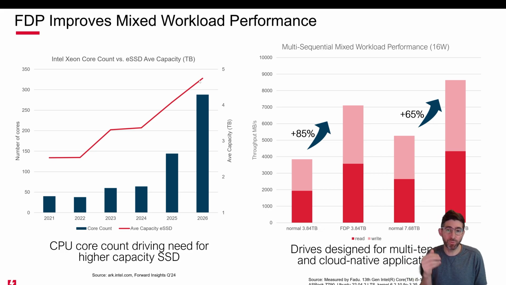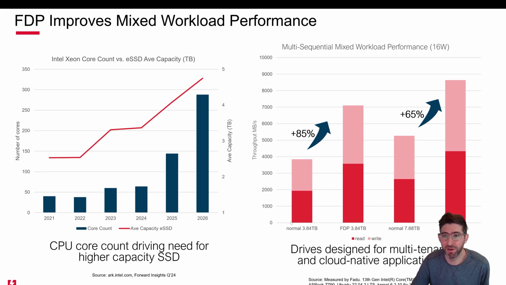And so this is a really important use case for FDP, because when the drives get bigger, you're putting more workloads on them, and the workloads start to look more mixed and more random, and you start to have this noisy neighbor problem where one workload doing one thing is impacting the quality of service and performance in another workload.